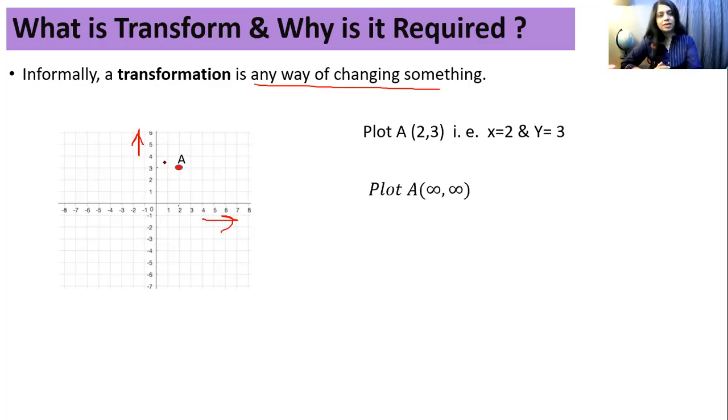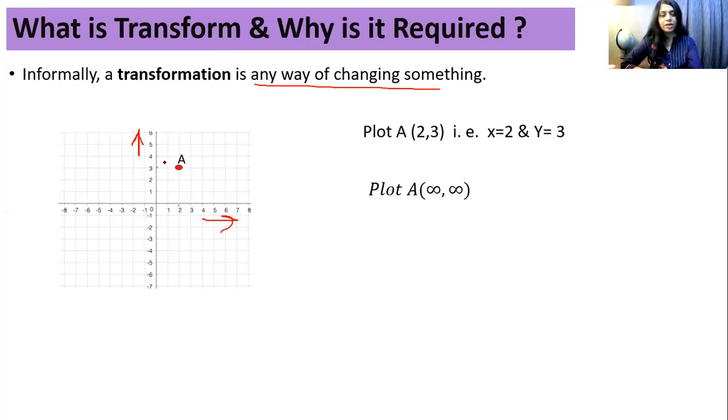Now let's take another example. Suppose I want to plot A equal to (infinity, infinity). That means now x is equal to infinity and y is also equal to infinity. Now this is not possible to do or plot, at least on the notebook or wherever it is possible to plot. So what is the solution over this? I want to plot A equal to (infinity, infinity). I cannot reject it. So there must be some solution over this.